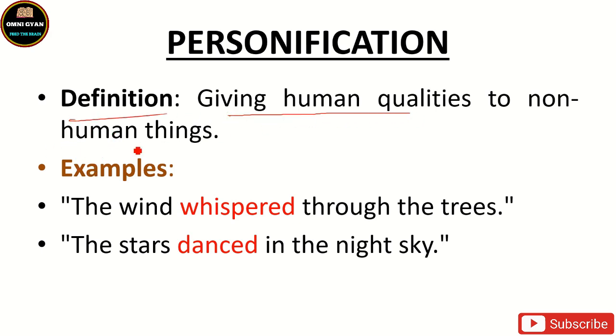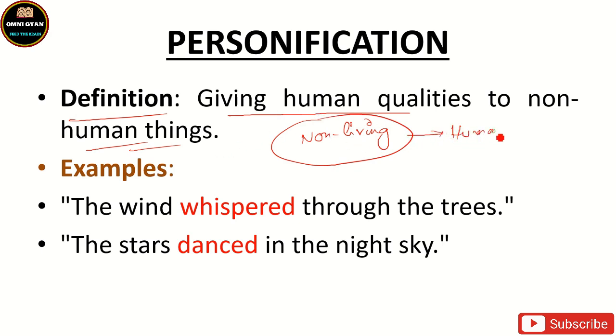Giving human qualities to non-human things. Any non-living thing, non-human meaning non-living, if in any non-living thing you give living or human qualities, then we call it personification. Say, the wind whispered through the trees. Who can do the whispering? Only human beings, right? But here the wind is whispering. That means what? The wind is being personified as a human being.